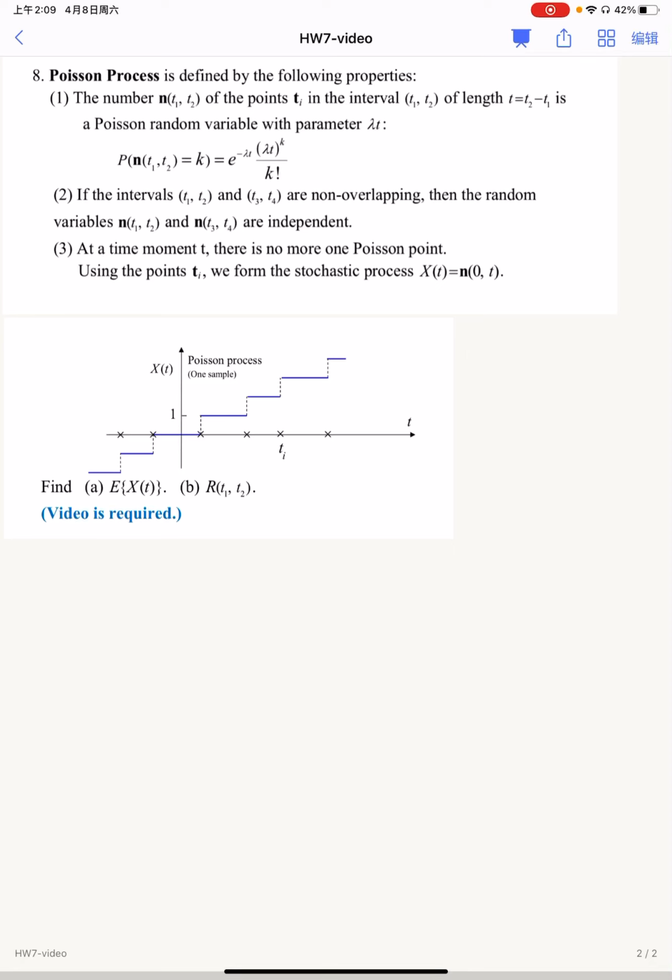Hi, I'm Pengfei Song, and here is the course Probability and Stochastic Processes, homework 7, problem 8. Firstly, let's read the problem.